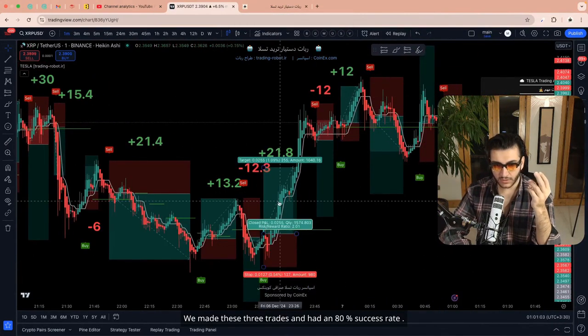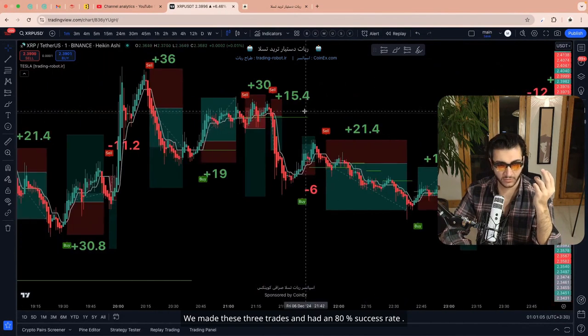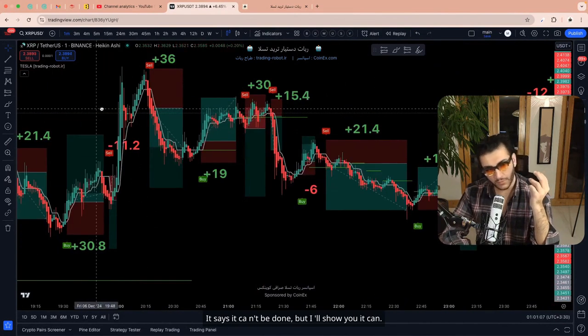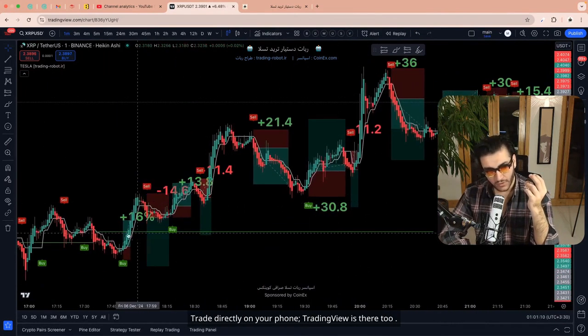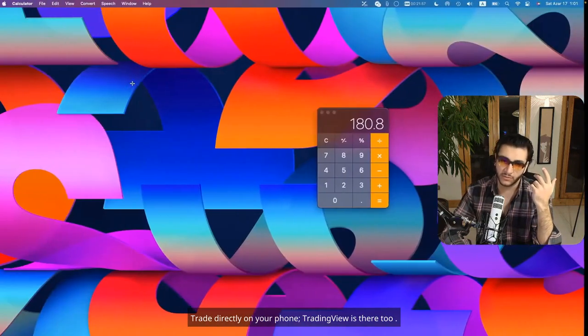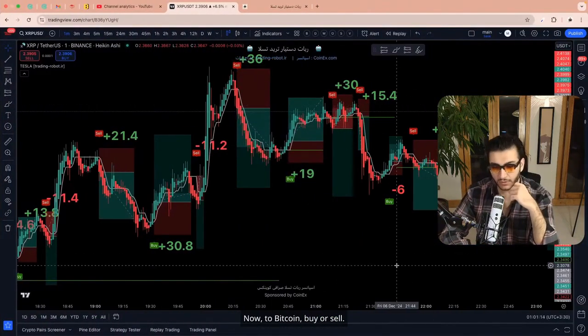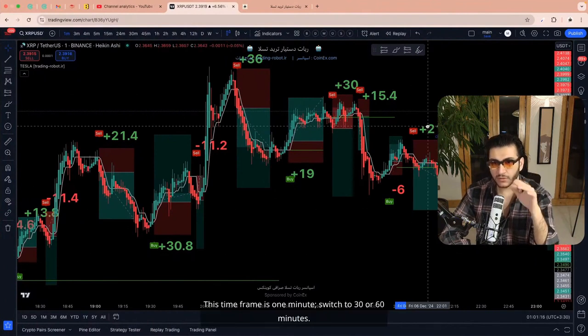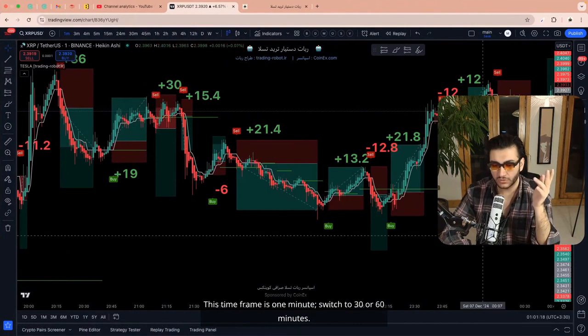We made these 3 trades and had an 80% success rate. It says it can't be done, but I'll show you it can. Trade directly on your phone. TradingView is there too. Now to Bitcoin, buy or sell. This time frame is 1 minute. Switch to 30 or 60 minutes.